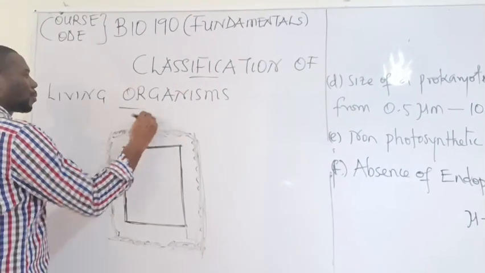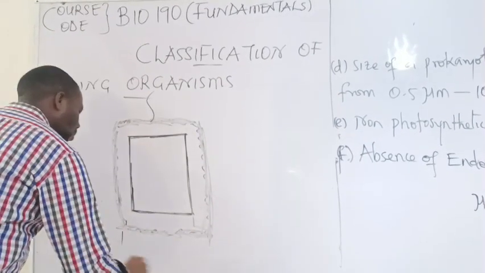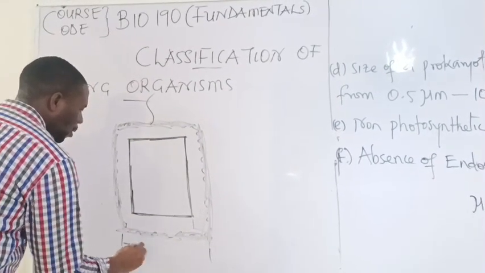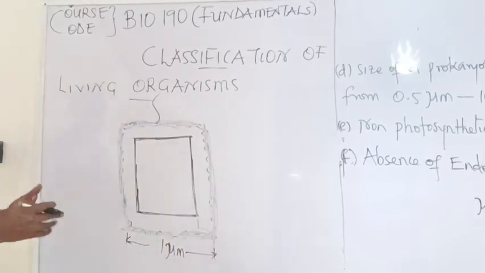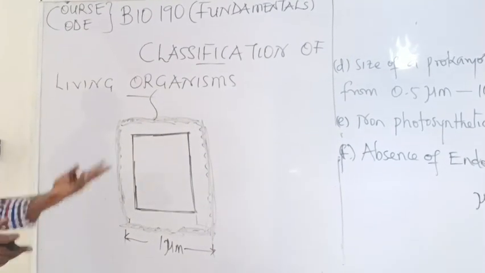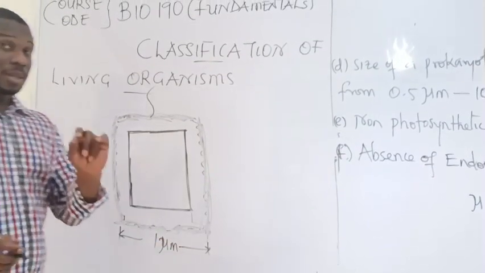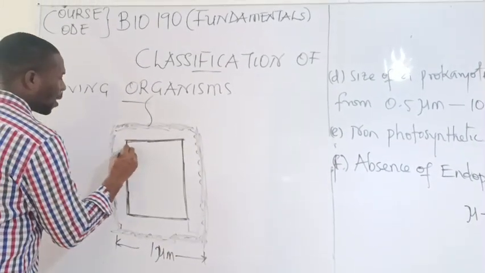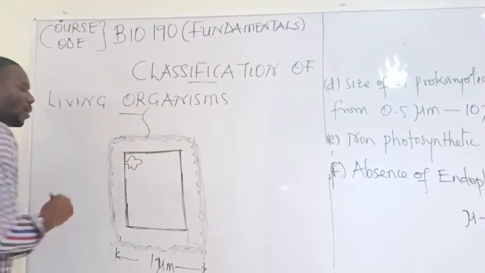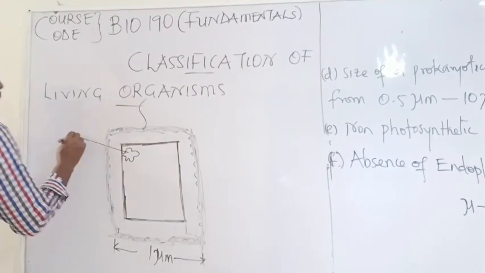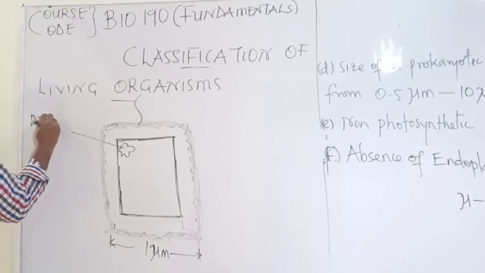Then I have the organelle by which it moves, and I could take this size to be, let's say, 1 micrometer in diameter. So let me just talk about a few of these components here. Now we have the infolding of the cell surface. When the cell surface folds in, we call that the mesosome.